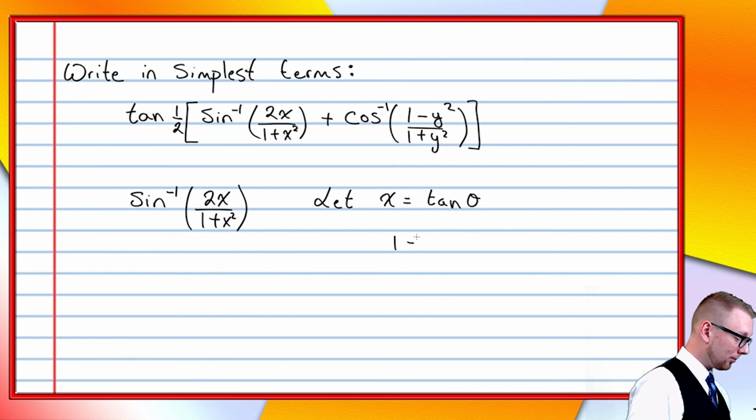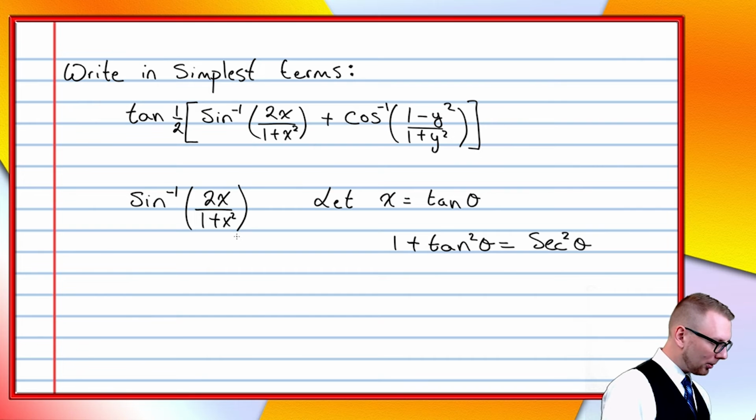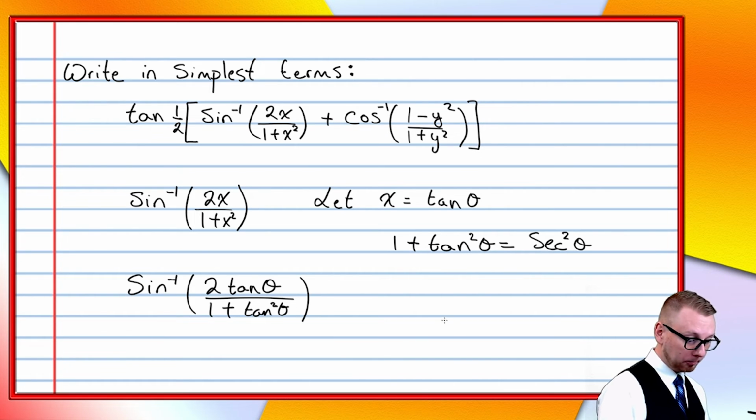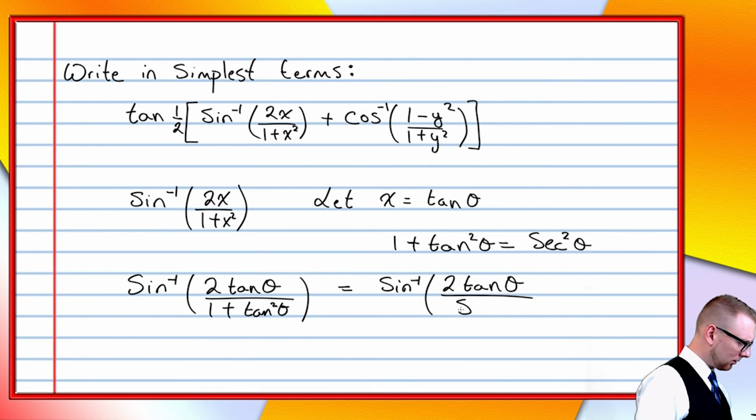Since 1 plus tan squared is secant squared, we'll get a little simplification here. You just watch and see. That means this 2x over 1 plus x squared is going to be replaced with tan theta. So we've got sine inverse of 2 tan theta over 1 plus tan squared theta. Holy cow, look at that. Well, that means this is sine inverse of 2 tan theta over, well, 1 plus tan squared is secant squared.